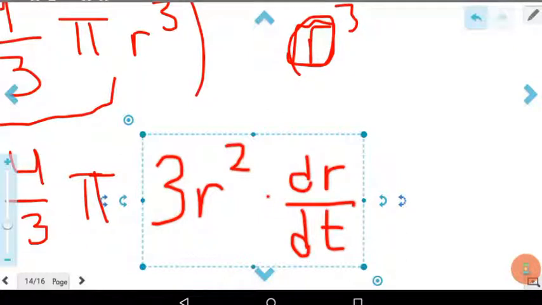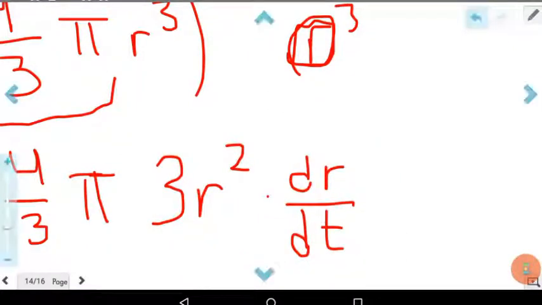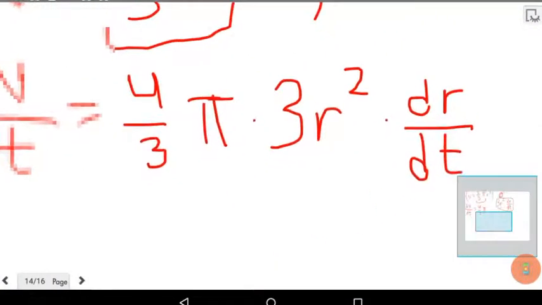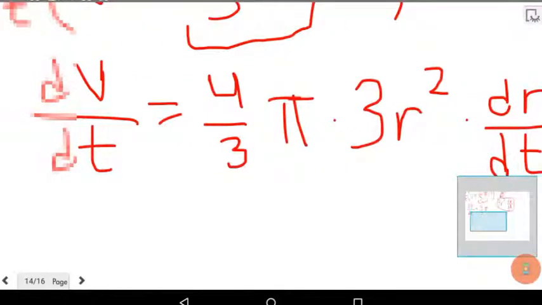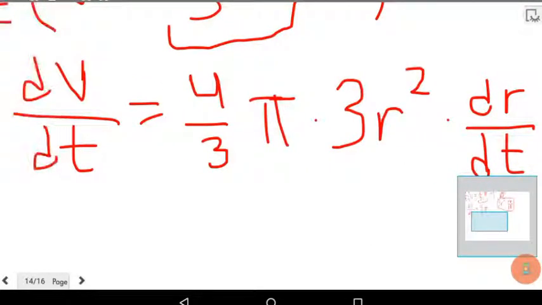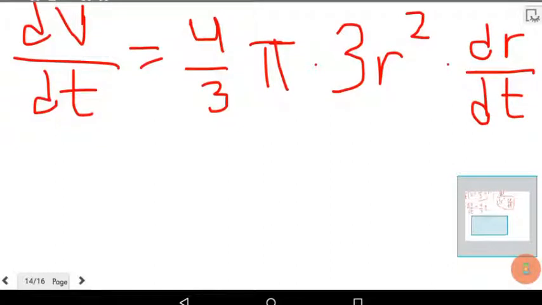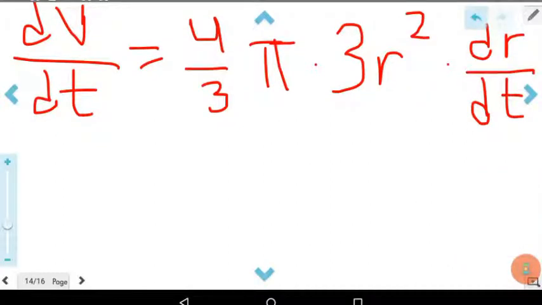So now we can put that back in our other equation over here. We can just drag that over. So that 3r squared dr dt is the derivative of r cubed. So we can just place that over there in our derivative. And remember, it's just being multiplied by that constant 4/3 pi over there.